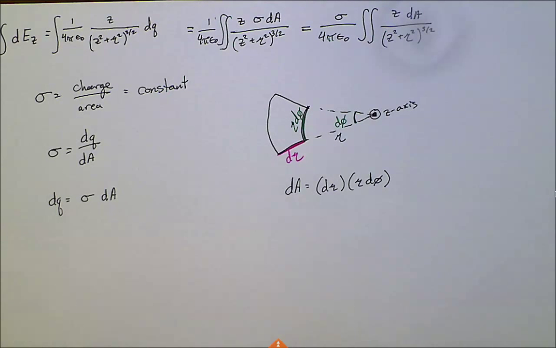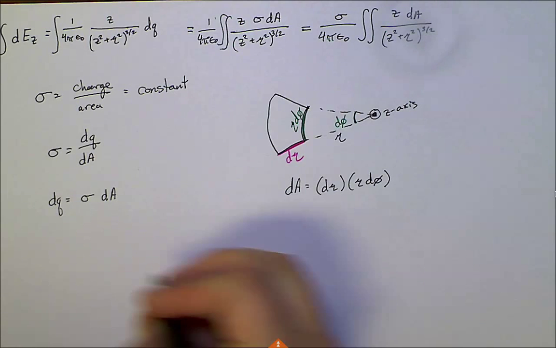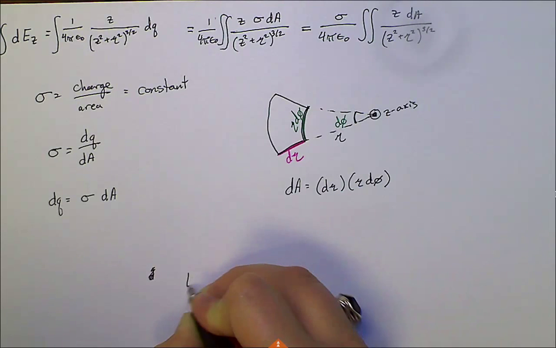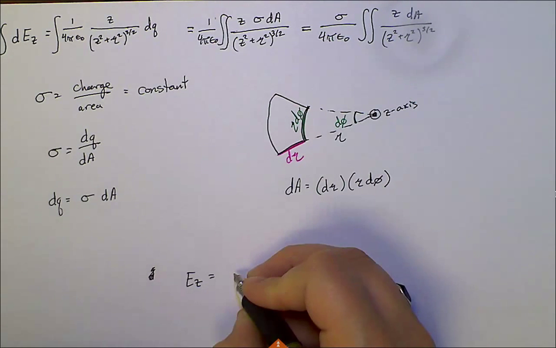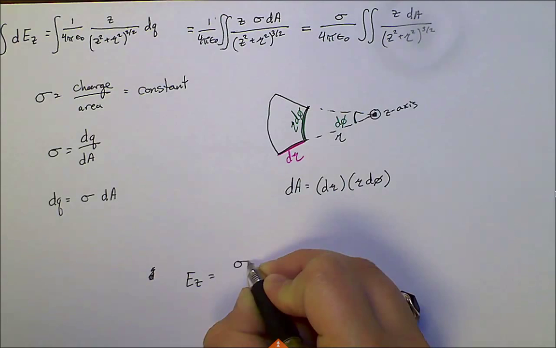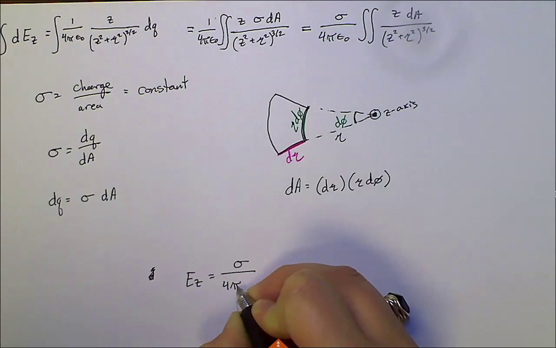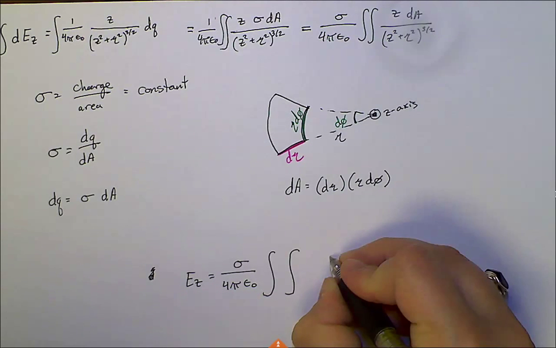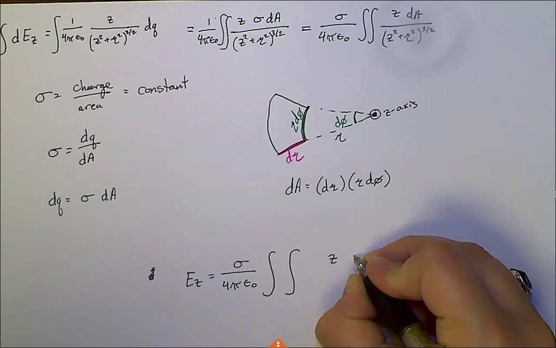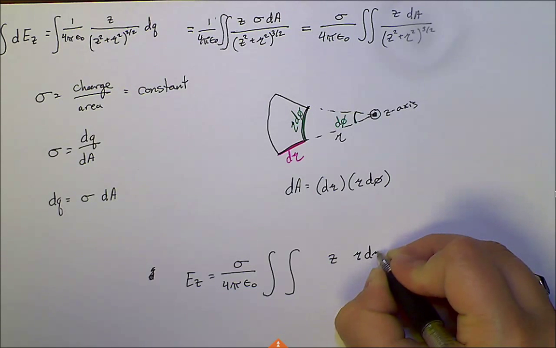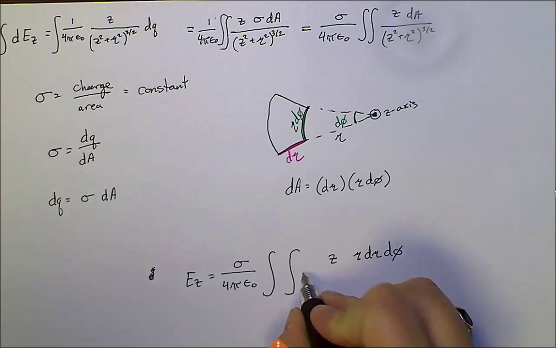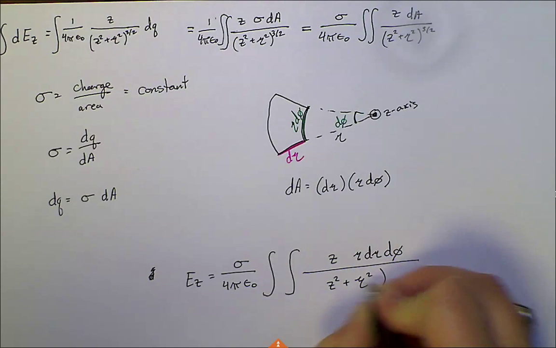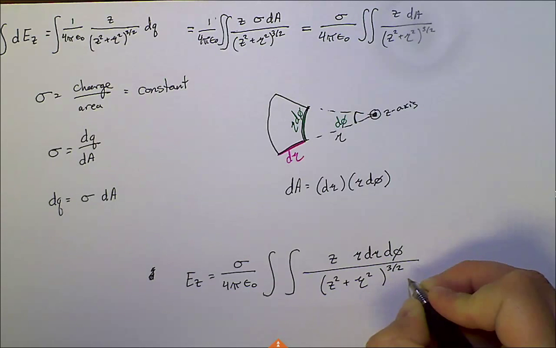I say, well, that's very nice. I can easily integrate over those. So now I can write my electric field Ez, which is the integral over all the dEz, which is sigma over 4 pi epsilon naught. I'm going to integrate over z times dA, which is script r dr d phi, over z squared plus script r squared to the 3/2.